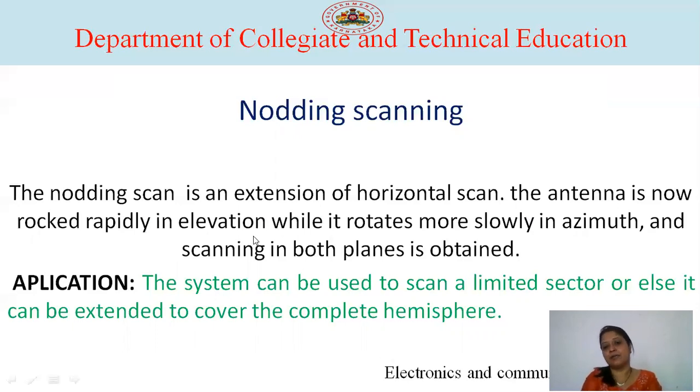Application: the system can be used to scan a limited sector, or it can be extended to cover the complete hemisphere. A limited sector means it is covering both the horizontal as well as the vertical plane. The shape of a hemisphere is half of a sphere. To cover that shape of region, this noding scanning is used.